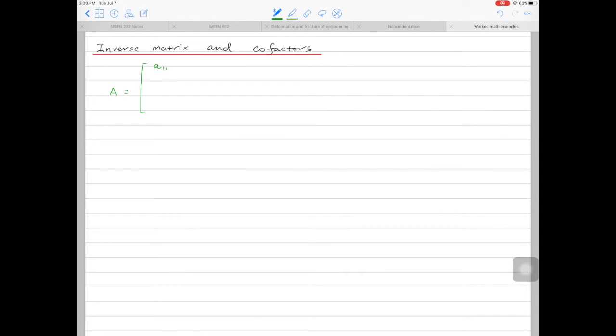The first entry being A11, then A12, A13, etc. And the last entry of the first row is A1n. Then we carry this on in the second row. Assume we have n rows. Then the first entry of the last row will be An1, then An2. And the very last entry of the matrix is Ann.